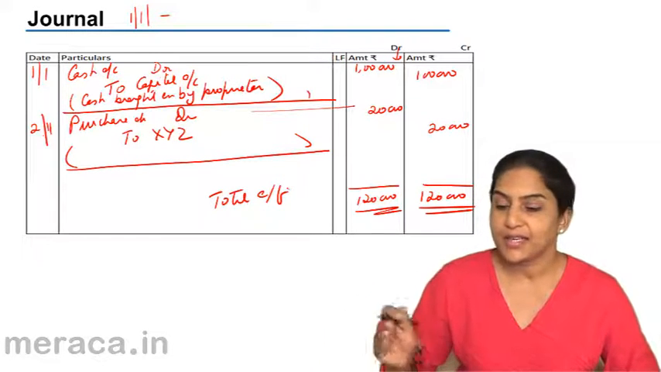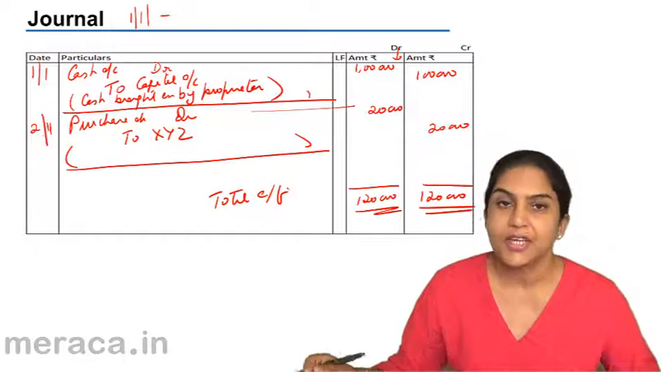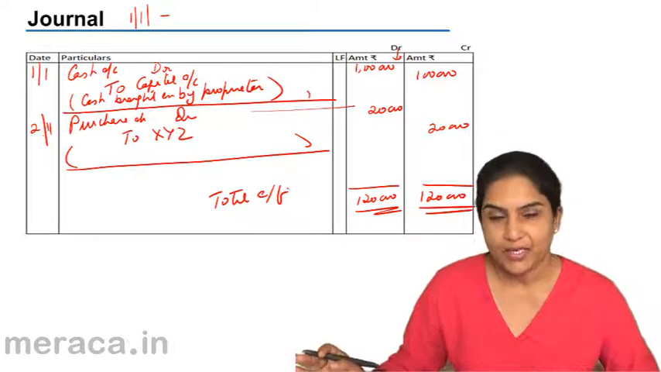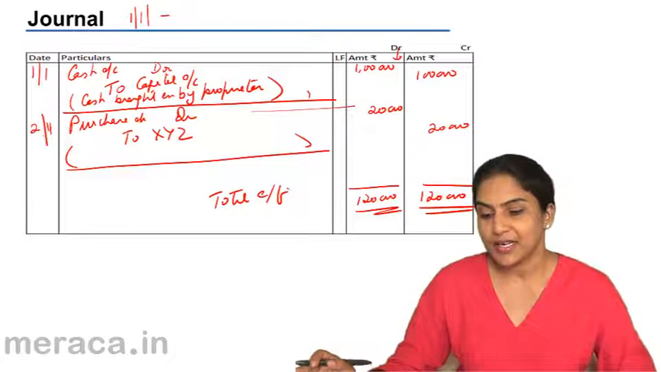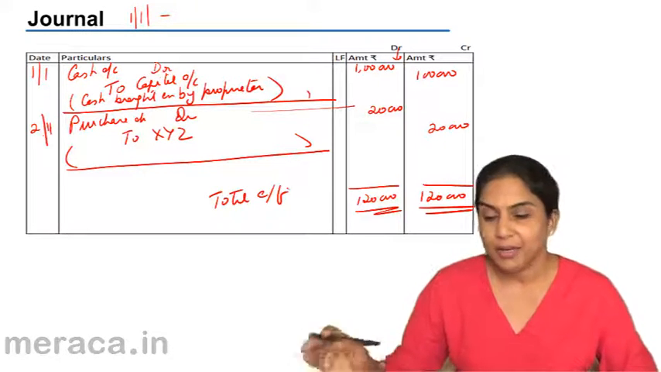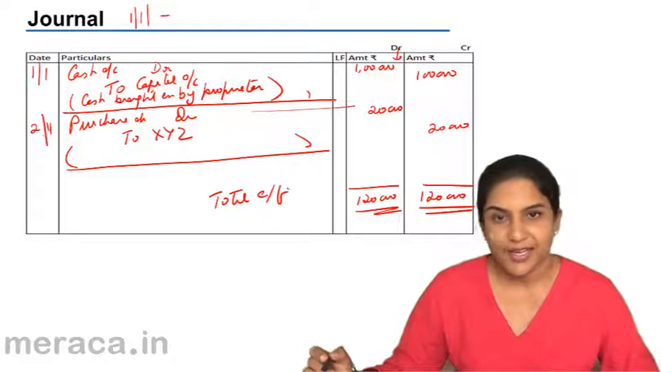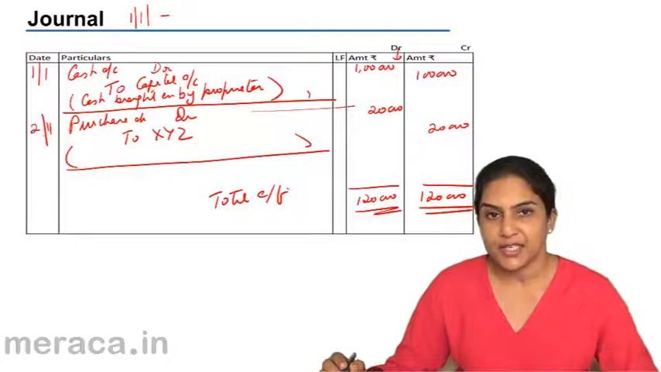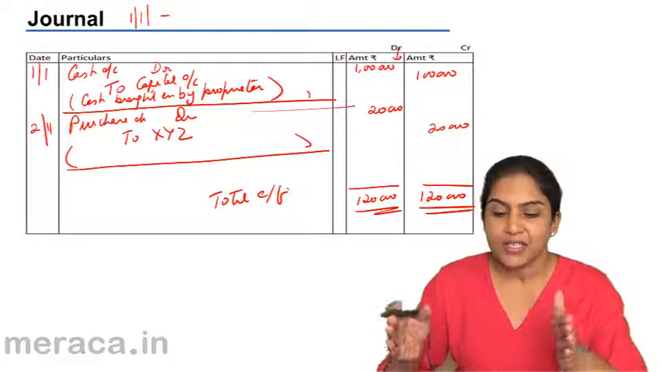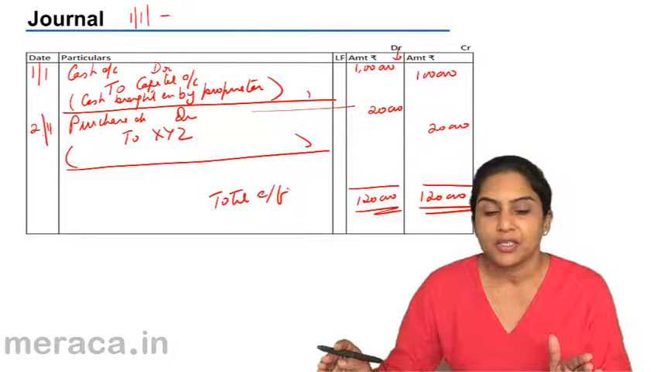Obviously, as is seen, the debits will always equal the credits. We are following dual aspect, the same logic. One side is debited, one side is credited. So at any point in time, the debits should be equal to the credits. So the rules of journalizing is what is important, and this is how the format of the journal is.